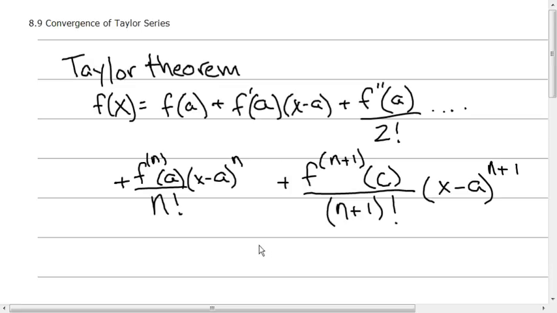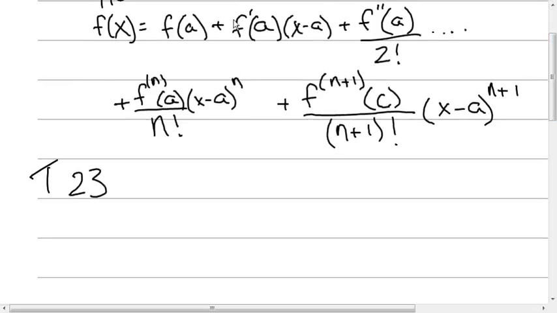Okay, on to theorem 23 in section 8.9. This deals with remainder estimation. And we're back here to our equation. Here's our Taylor polynomial ending after the nth derivative.